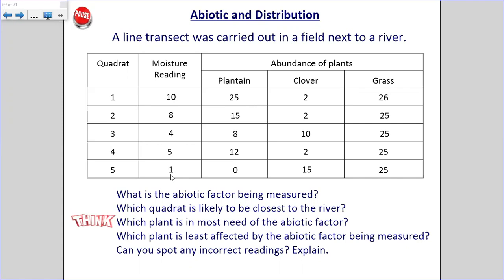Which plant is least affected by the abiotic factor being measured? Well, I would say that was grass, because as you can see, whether the moisture is high or whether the moisture is low, the abundance of grass is extremely high. And can you spot any incorrect readings and explain? Did you spot it? That reading there is incorrect. It has to be wrong. Why? Because the highest abundance you can have using a quadrat is 25, because you're counting the squares and not the number of plants in an area.